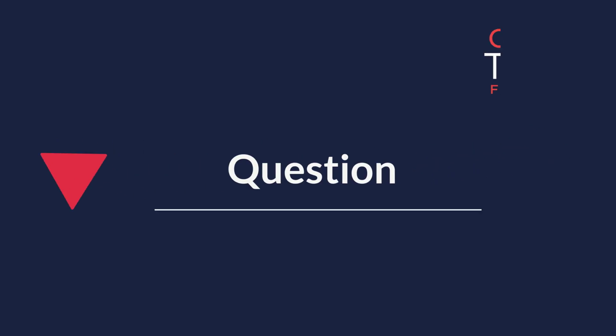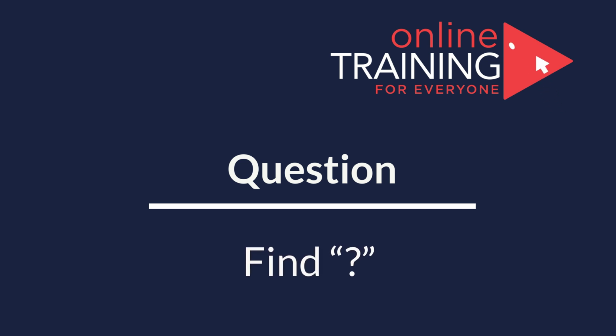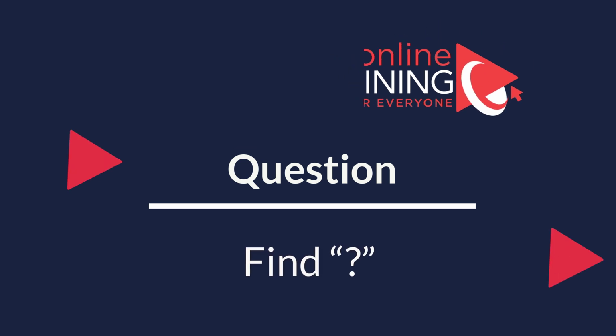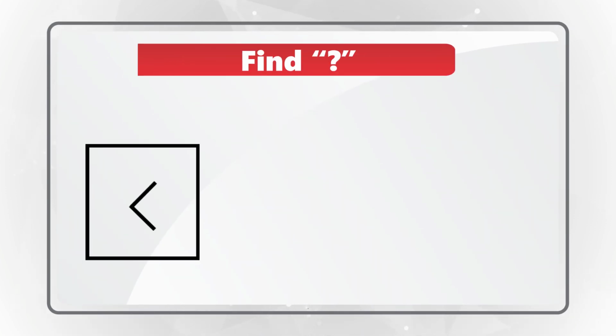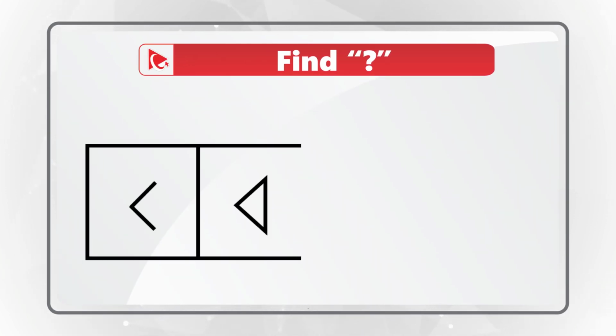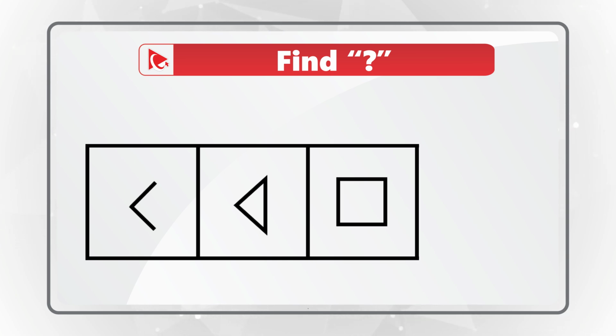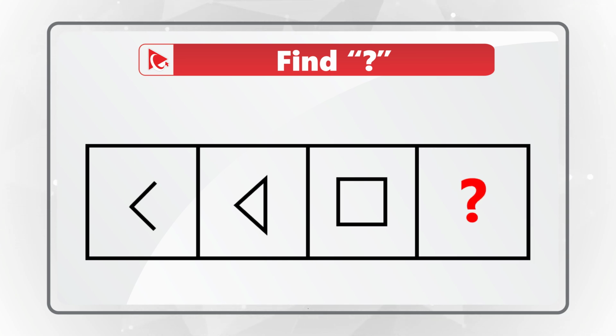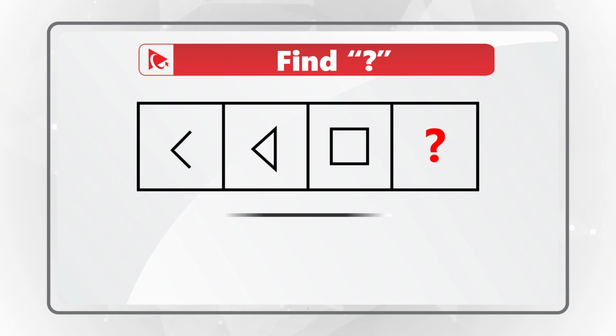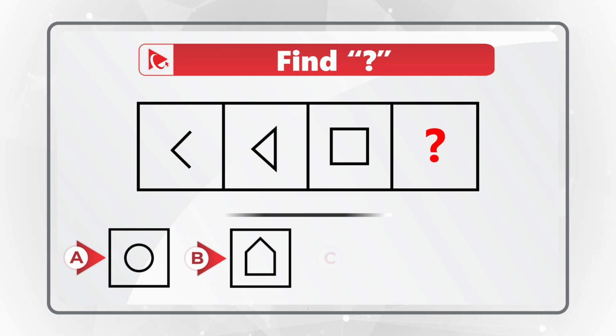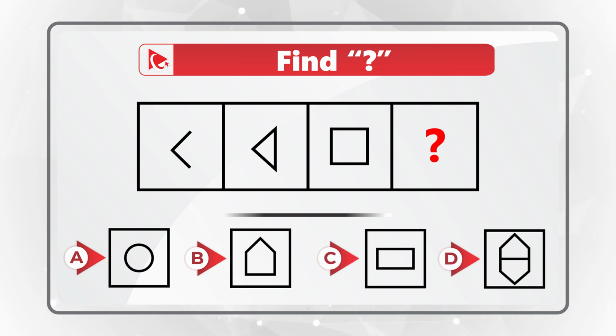Here's a wonderful question to test your analytical skills. You're presented with a series of shapes in the boxes. The first box has the arrow pointing left. Second box has a triangle pointing left. Third box has a square. And then comes the box with the missing shape. You have 4 different choices to choose from. Choices A, B, C, and D. Do you see the answer?